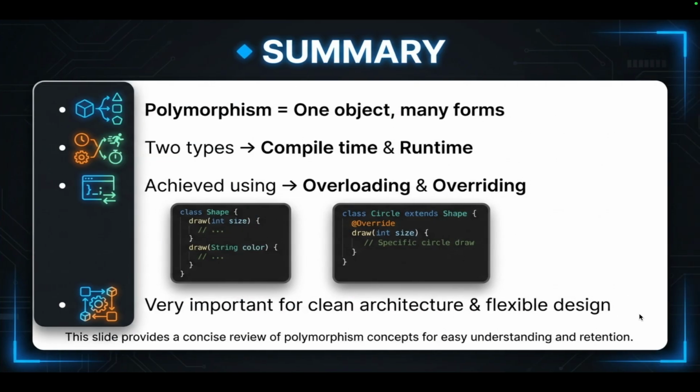Summary. Polymorphism means one object, many behaviors. Two types: compile time, overloading; runtime, overriding. It makes our application flexible, scalable, and maintainable.